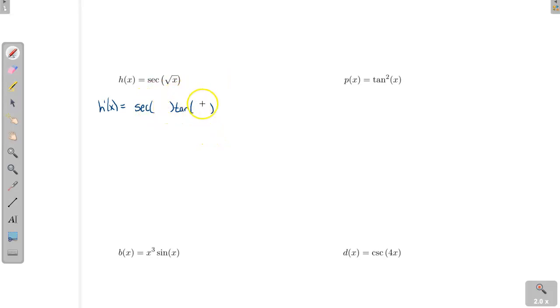So both of these, all right, secant's kind of the weird one. We get these two things, but both of those are going to have a square root of x in it. So I kind of took care of the secant part. And now the next thing I do is multiply by the derivative of the square root of x.